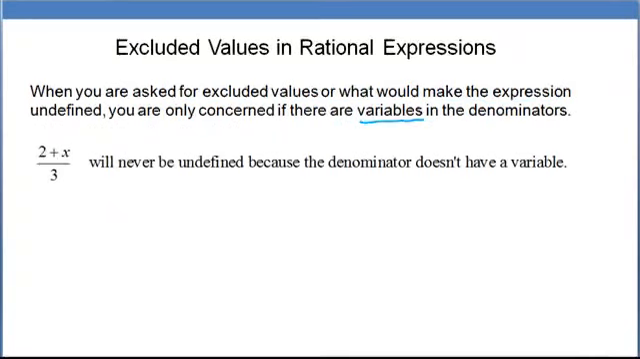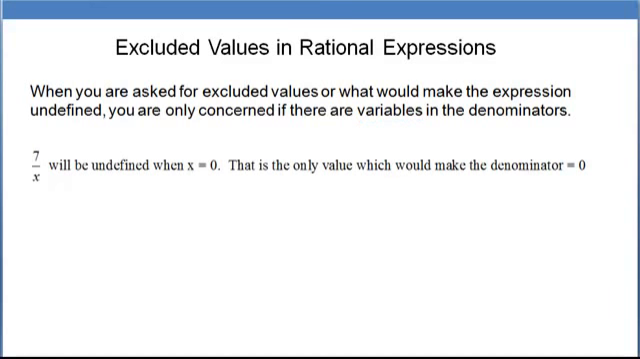When you are asked for excluded values, or what would make an expression undefined, you are only concerned if there are variables in the denominators. For example, 2 plus x over 3 will never be undefined because the denominator doesn't have a variable. It has a constant. 3 will always be 3. It will never be a 0 like a variable could be. So it will never be undefined.